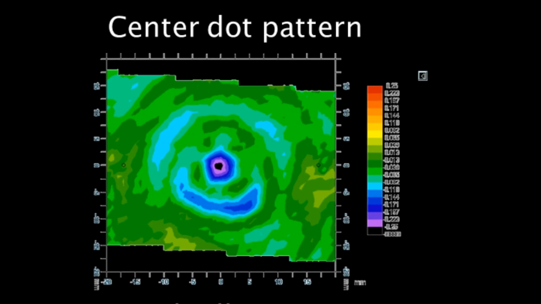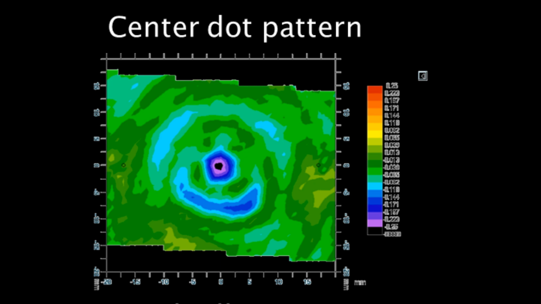This can happen, for example, when there is an error on the true curve of the blanks. This is called the center dot pattern. This one is very common. You can see this important and local error at the center of the surfacing block. And here, the error is higher than 25 hundredth of a diopter.